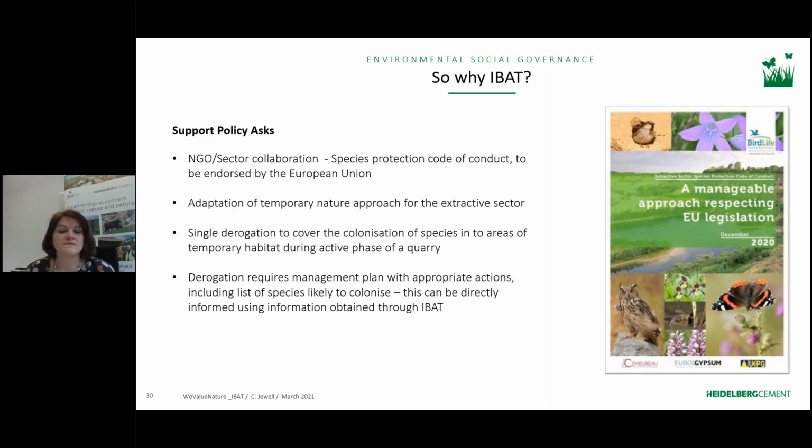And this requires a management plan with appropriate actions to make sure that we're responsible with these species. And we need to know, therefore, in advance what species are likely to colonize. And again, this can be directly informed using IBAT, so not only looking at the protected areas around the site and what species they support, but also looking at the IUCN Red List species lists as well. Next slide, please.